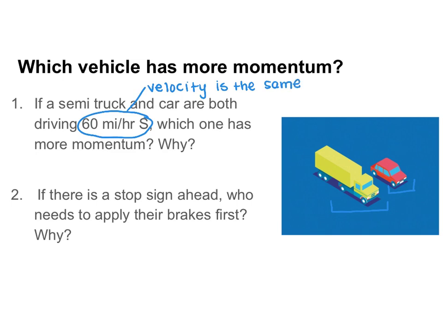Which one has more momentum? So the difference between a semi-truck and a car, if they're going the same velocity, has to be their mass. So the semi has more mass. Because it has a higher mass, it's also going to have a higher momentum. So which one has more momentum? The semi has more momentum.